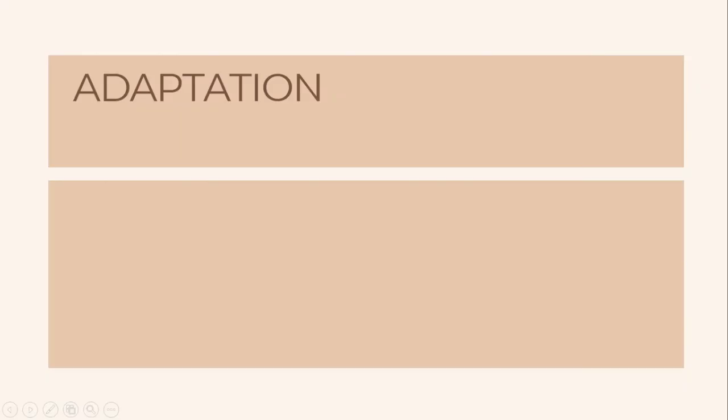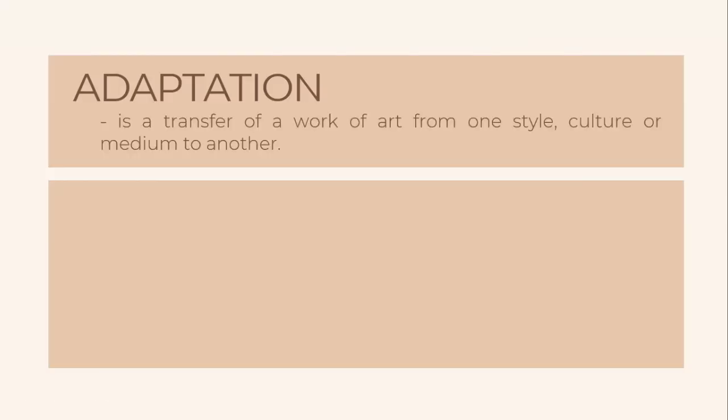Next is the adaptability. So, adaptation. Adaptation is a transfer of a work of art from one style, culture, or medium to another. So, adaptation means the transpose from one medium to another. So, it requires the ability to make fit or suitable by changing or adjusting. So, the example of that is a film adaptation that is taken from the comic book.